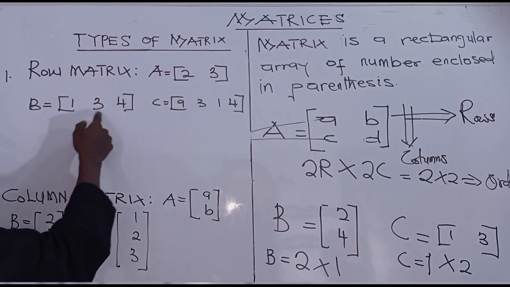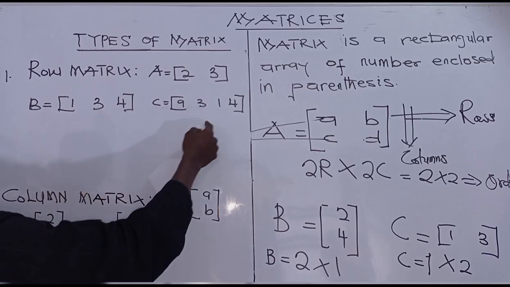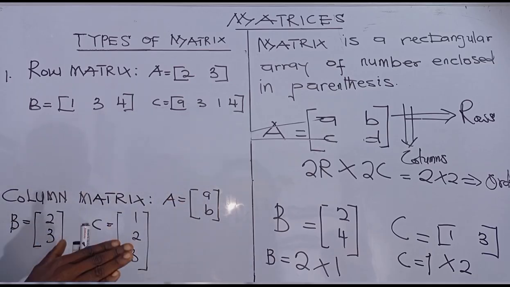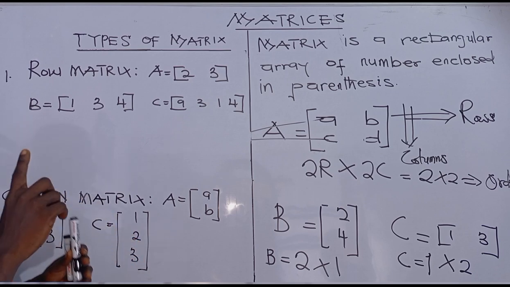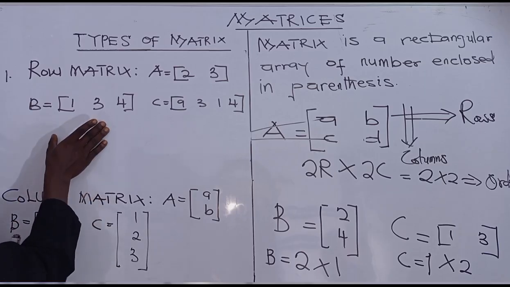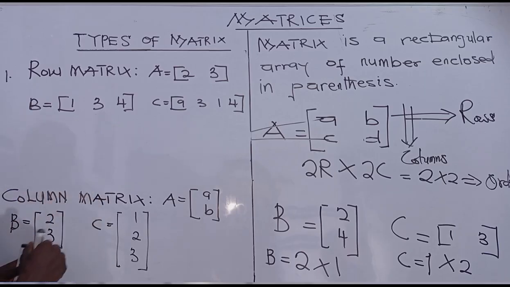Matrix B, we have 3 columns. Matrix C, we have 4 columns. So the number of columns in a row matrix can be as many as possible, but a row matrix has only one row. So let's look at the order of these matrices.